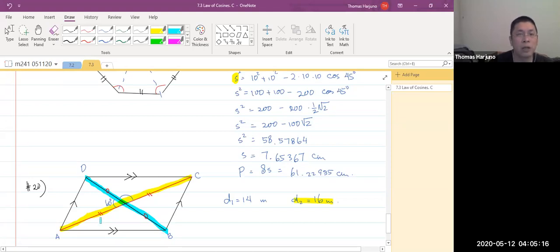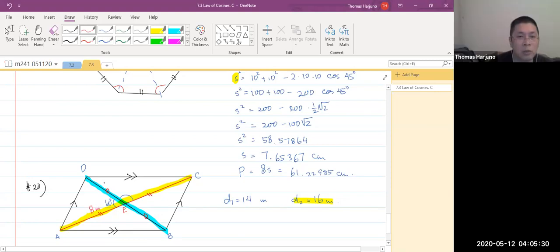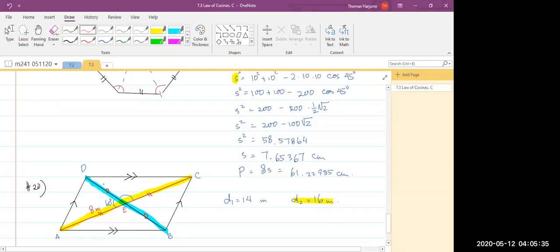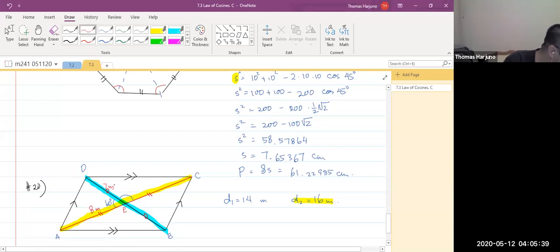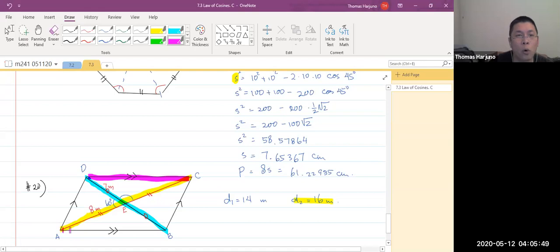Okay, now if I look at the triangle, if AC is 16, then what is AE? 8. This is 8 meters. And how about this one here? 7. 7 meters. Okay, now the question is, find the length of the longer side. The longer side of this parallelogram is either this one or this one.